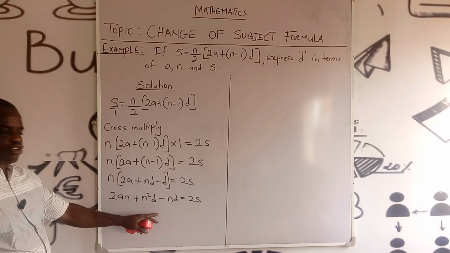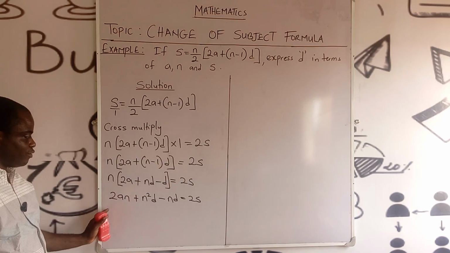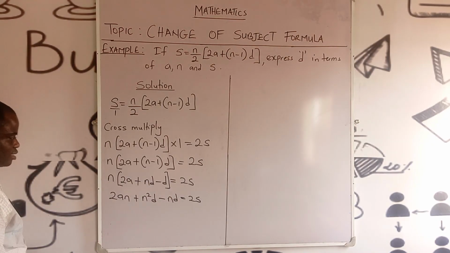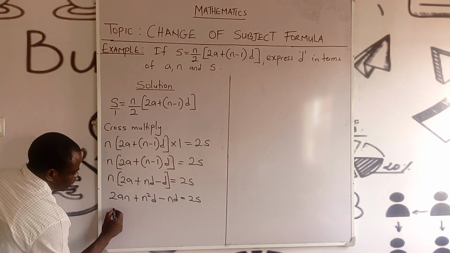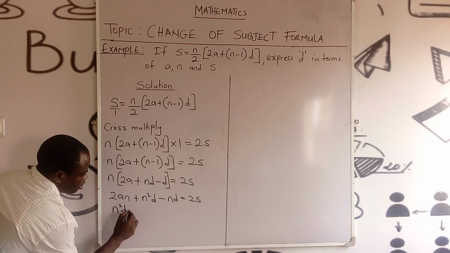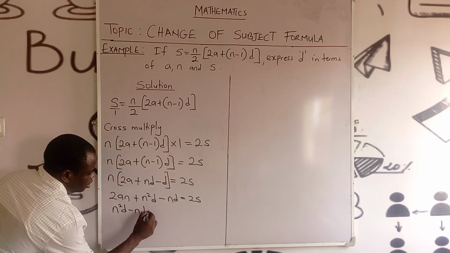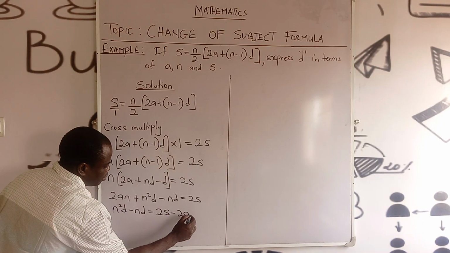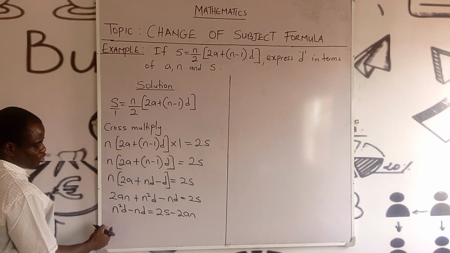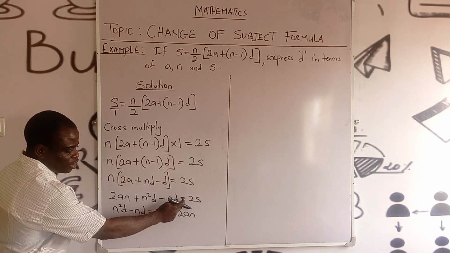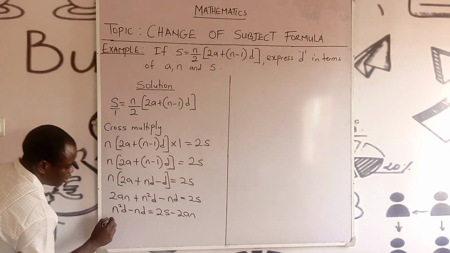Since we want to make d the subject of the formula, let's leave it at the left hand side. Let's take 2an to the right hand side. Now I have n squared d minus nd equals 2s minus 2an. When 2an crosses the equal sign, it turns to negative because it's positive at the left hand side, but immediately it crosses the equal sign, it turns to minus 2an.